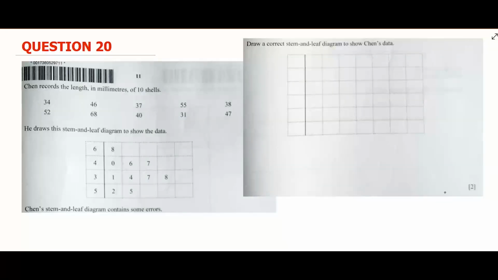That's question number 20. Chen records the length in millimeters of 10 shells. Okay, these are the lengths of the shells. Then Chen draws this stem and leaf diagram to show the data. Chen's stem and leaf diagram contains some errors.